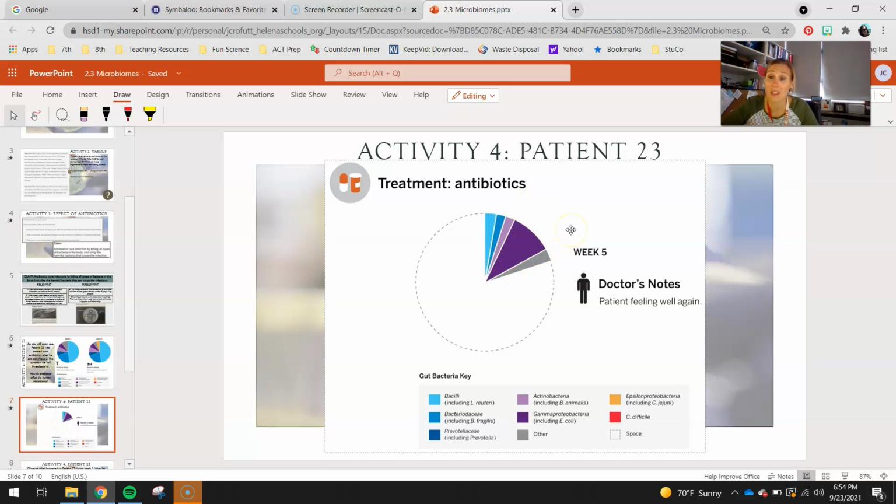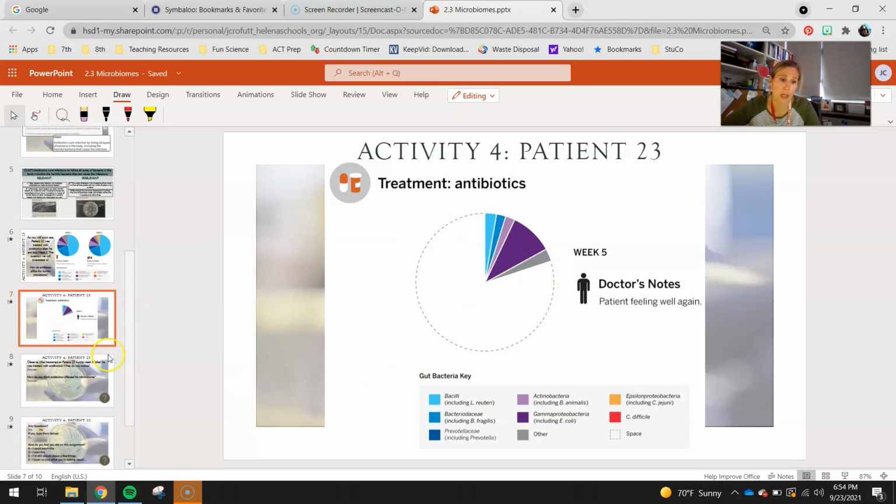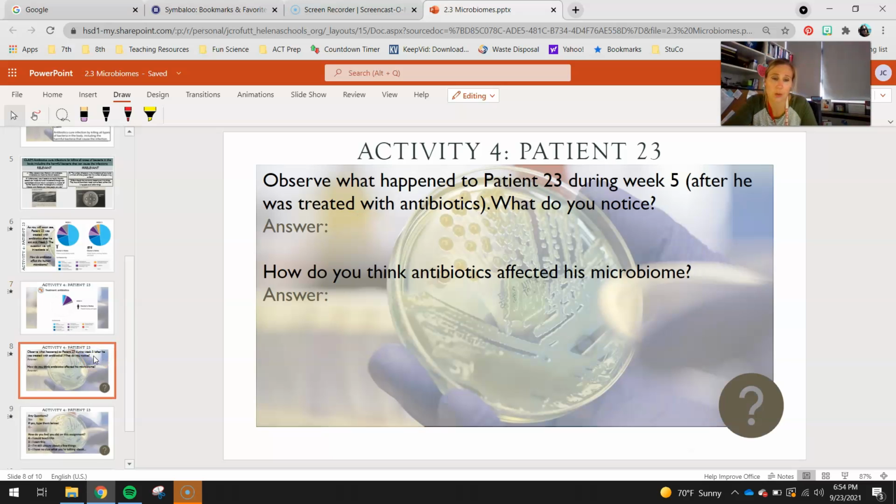We normally have E. coli in our bodies, but when we have a large amount of E. coli is when we get sick. And then we've got other. Notice that we have basically lost most of our bacteria. So examine that closely, and then what I want you to do is answer these 2 questions.